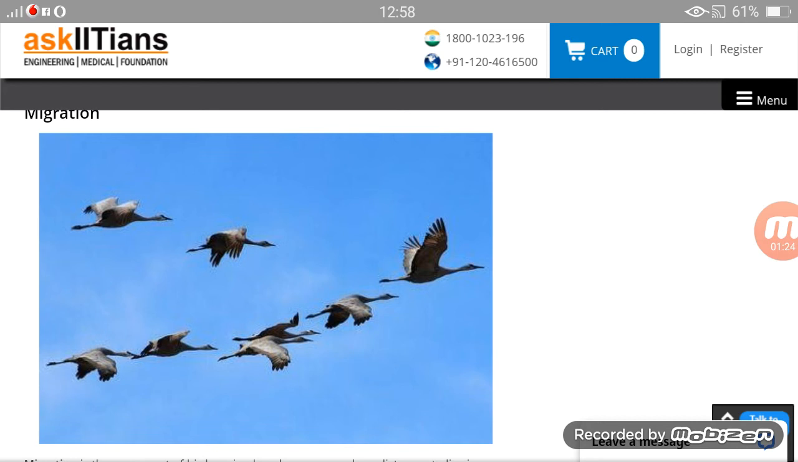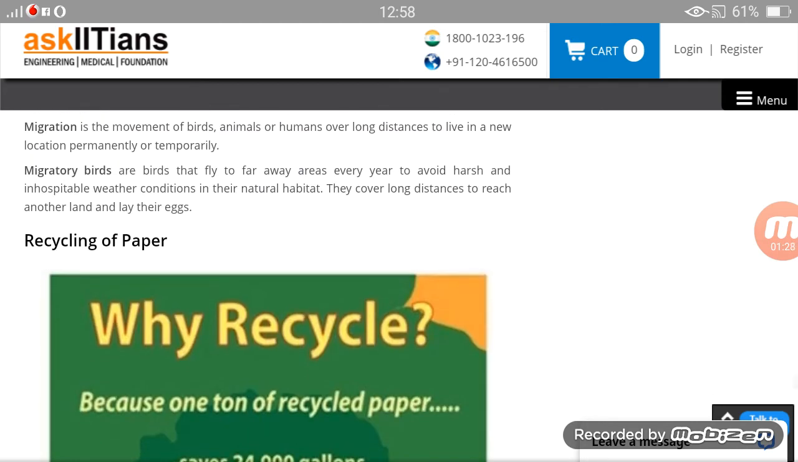You should observe this picture first. So what is migration? Migration is the movement of birds, animals or humans over long distances to live in a new location permanently or temporarily. The word migration refers to movement. You should remember the word movement as the synonym of migration. But in this chapter we are studying plants and animals, so we will refer to it as of birds and animals, and not moreover of humans, but it is of humans also. Either they live there permanently or temporarily.